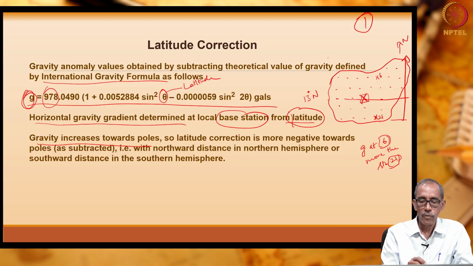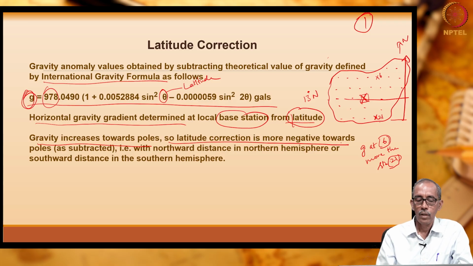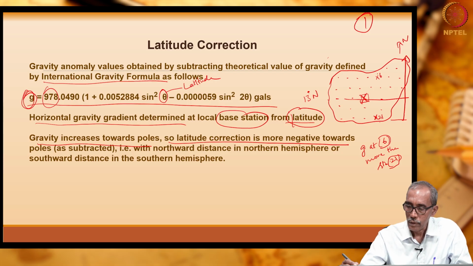So, that is what we are going to correct. So, latitude correction is more negative towards the poles, right. That means what we are going to do. Here the value which we have measured is expected to be more. We will correct that by reducing the gravity value which we have measured. That is what is known as latitude correction.